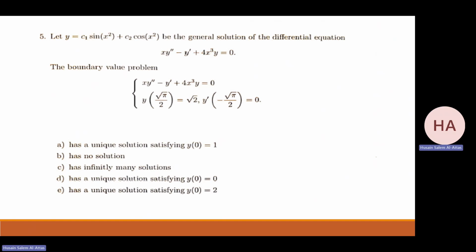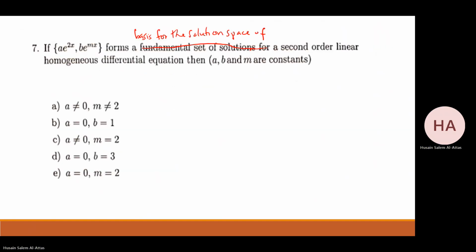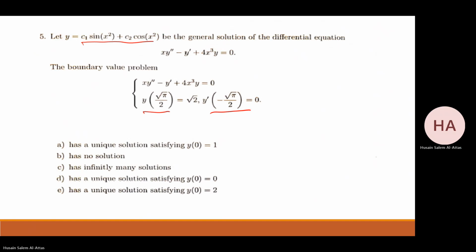Let y equal C1. This is the solution. This is the general solution. I need boundary conditions. I have a condition here. I need to find C1 and C2, to see, can I find C1 and C2 or not? Let me check. Substitute, by the way, if x equals square root of pi over 2, then what will x squared be? It's pi over 4, which we know how to deal with.